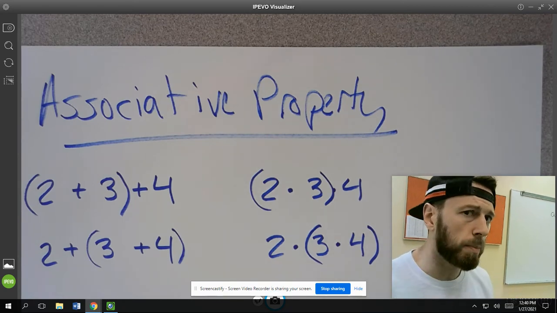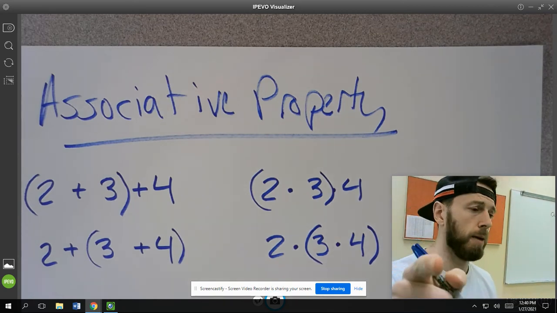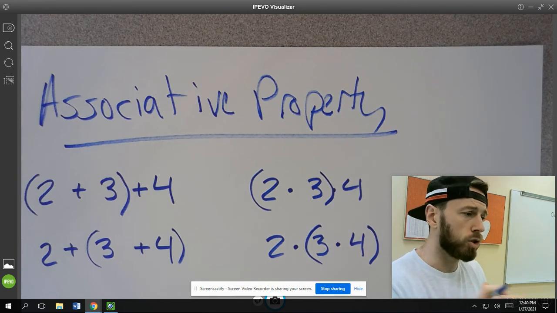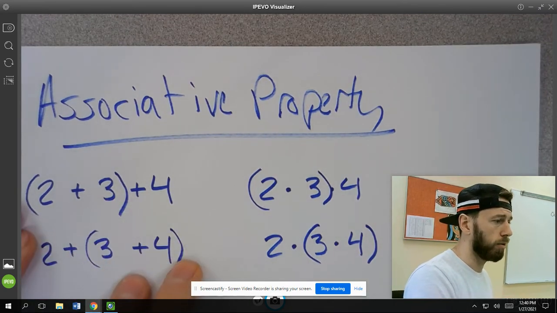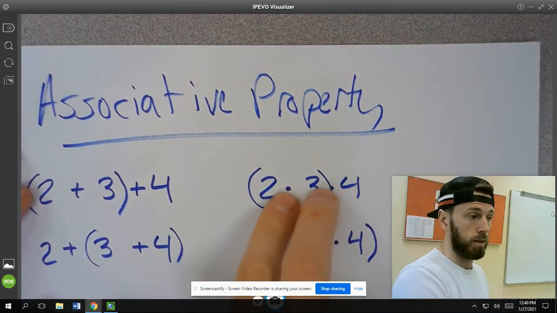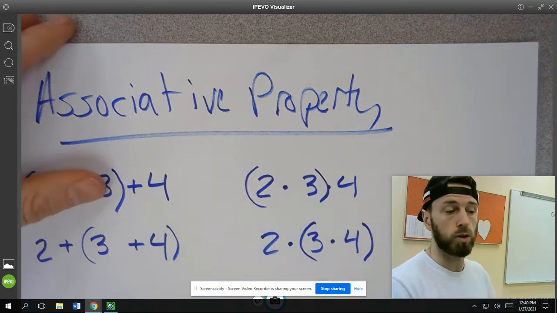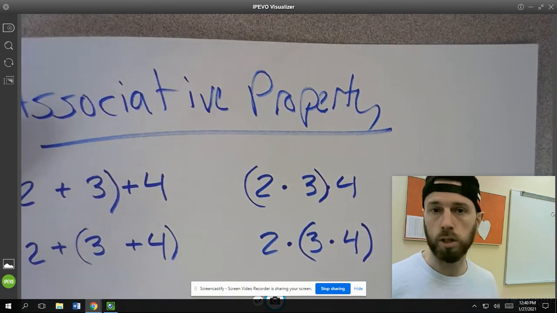Just because there's parentheses and something does not mean it's associative property. I'll get to that in a minute. But it's about how numbers are grouped together. Notice how the 2 and 3 are grouped together here and 3 and 4 are grouped together here. That's different. 2 and the 3 here, 3 and the 4 here, that's different grouping. So if it's different grouping, we're probably dealing with the associative property.